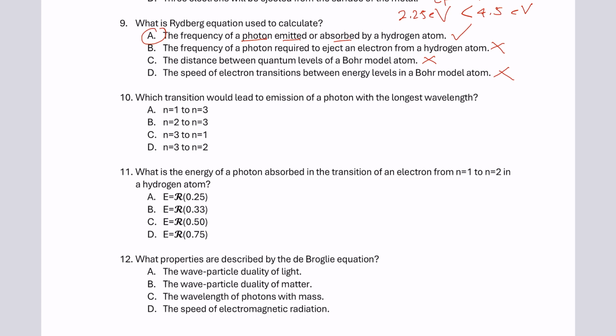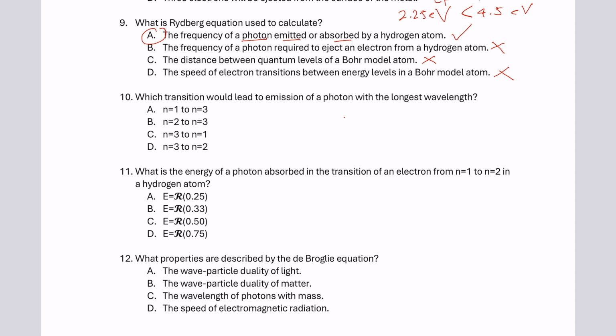Problem 10 says, which transition would lead to emission of a photon with the longest wavelength? When you're solving this problem, keep two things in mind. The first thing is that wavelength and energy are inversely related. So the longest wavelength corresponds to the smallest energy change. The second thing is that this problem specifies emission, which means we are looking for a transition where an electron moves from a higher energy level to a lower energy level.